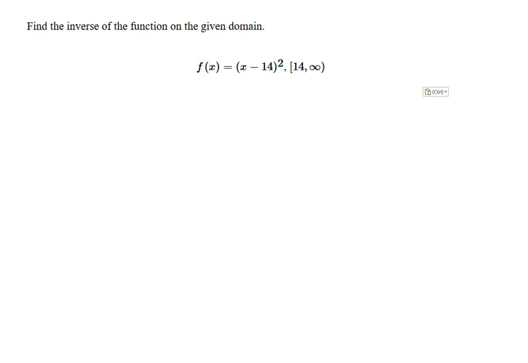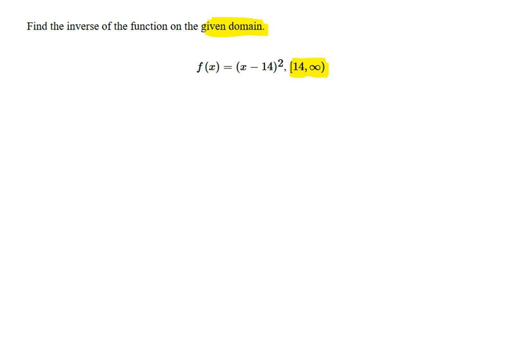It says find the inverse of the function on the given domain. Okay, the given domain is this part here. That's your given domain. So you only want x's that are 14 or greater, right? Because it's going from 14 to infinity.